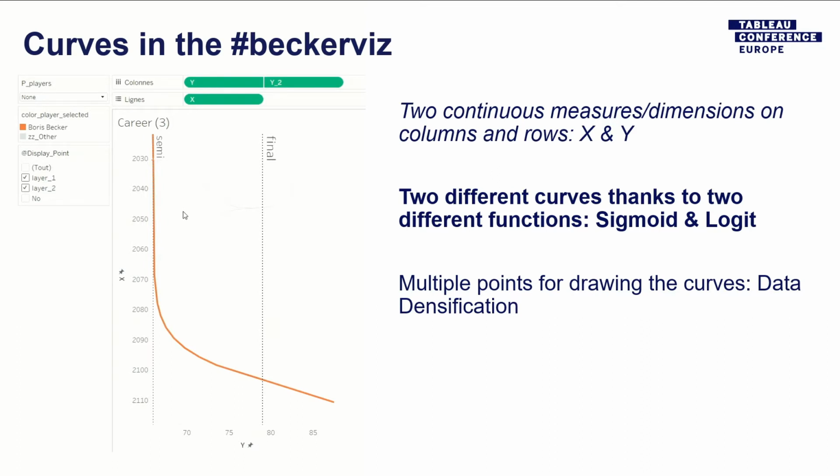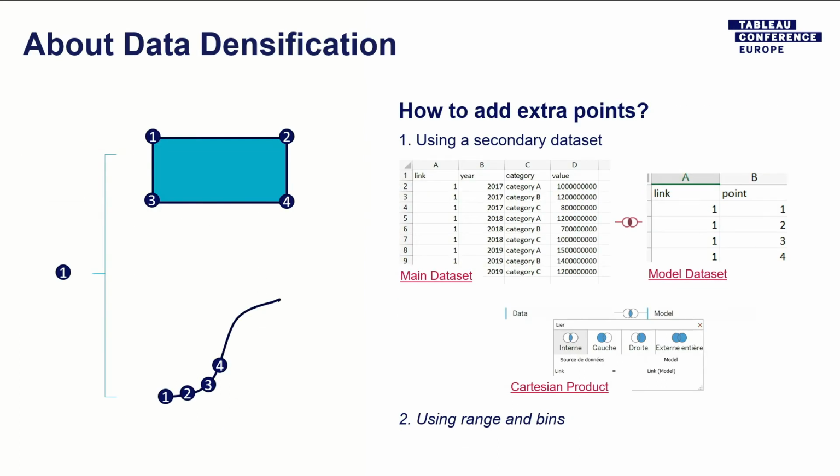I know it's a big word, but you will see. Okay, let's talk first about data densification. It's a good start. So basically, what is data densification? You have one point, and you want to display a new visualization with several points. For example, a shape, like a rectangle, so you need 4 points, or a curve, you need multiple points.